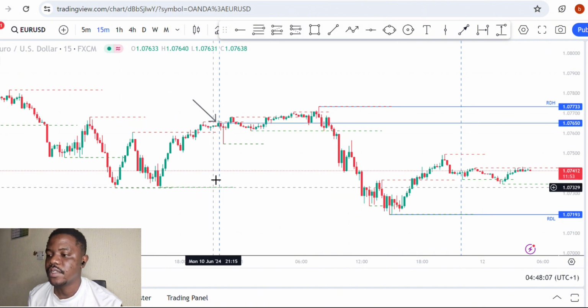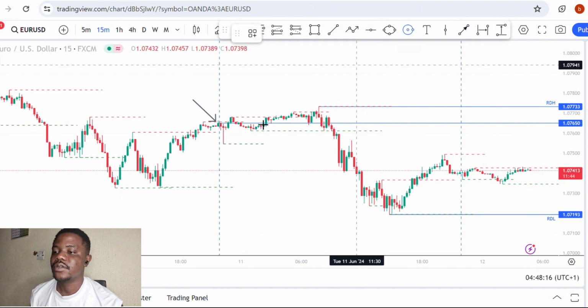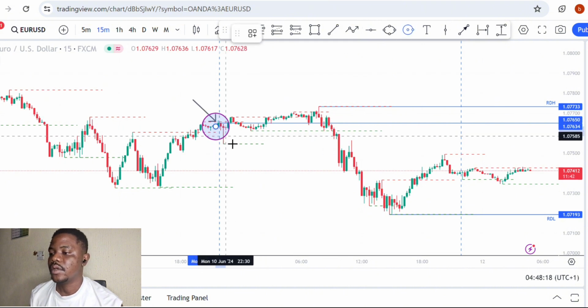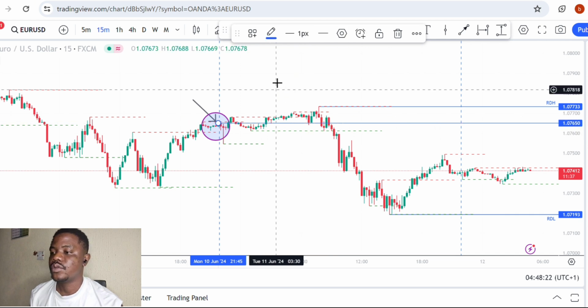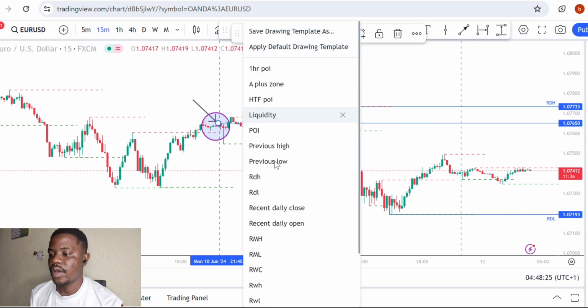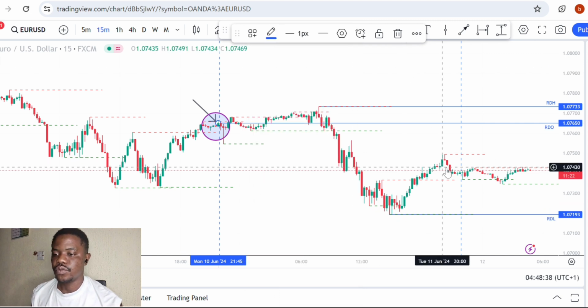And then we go as far as naming it recent daily open. This was where price opened on our recent daily. This particular point here, it was where price opened on our recent daily. So what we want to do is rename it to RD. Oh my goodness, my battery is low. Rename it to recent daily open. That's it. So recent daily open.